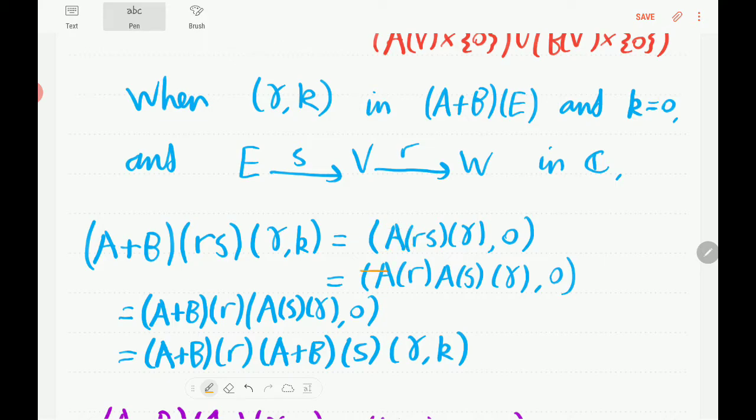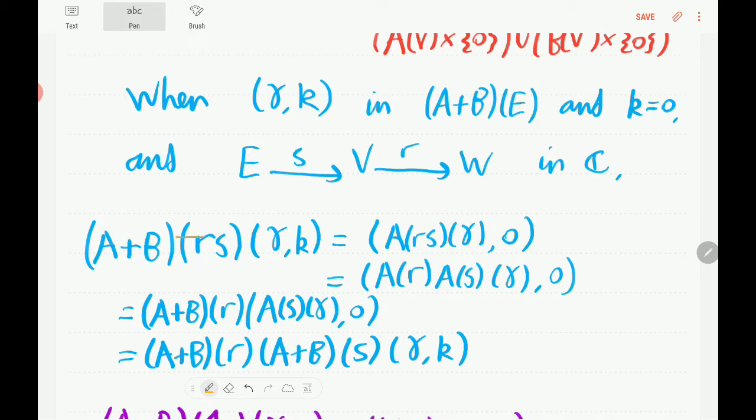And because A is a functor, we can write this as A of R after A of S operating on gamma comma 0. But this is actually equal to A plus B of R operating on A of S of gamma comma 0. Because if you think about how this operates, when you operate it, you see, oh, I've got a 0 there, so I'll just do A of R on here and get this. Similarly, this thing inside the brackets, we can replace with A plus B of S operating on gamma comma K.